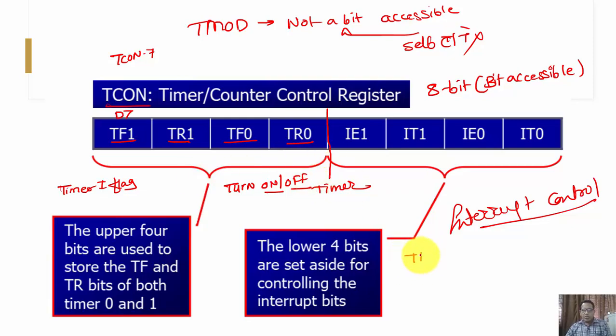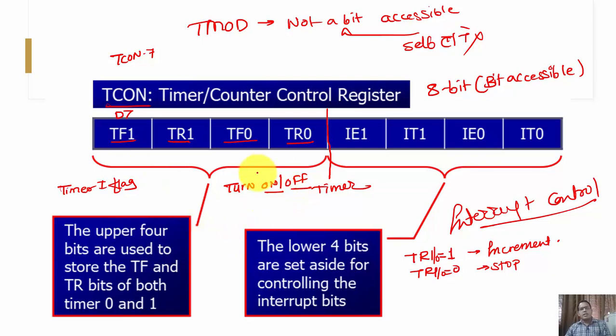The moment we make TR1 equal to 1, the timer will start. Start means that whatever the initial count value is, that count value goes on incrementing. And when we make the TR1 or TR0 bit 0, the timer stops, meaning there is no increment. Whatever value is there remains as it is in the timer.